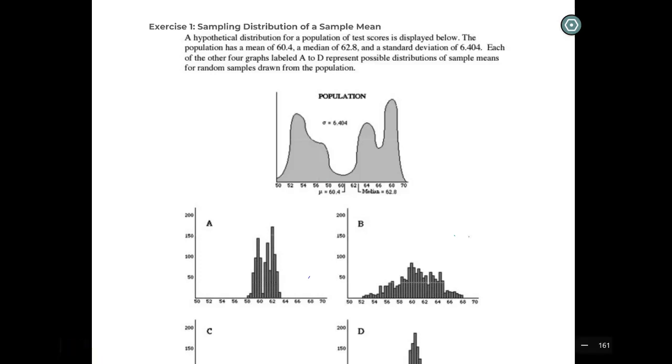All right, so exercise 1 is talking about the sampling distribution of a sample mean, and this does so in a way that I tend to like to put on an exam because, as you'll see, there are some potential traps for students. So in this particular example, we're given the population distribution, and it is a funky distribution.